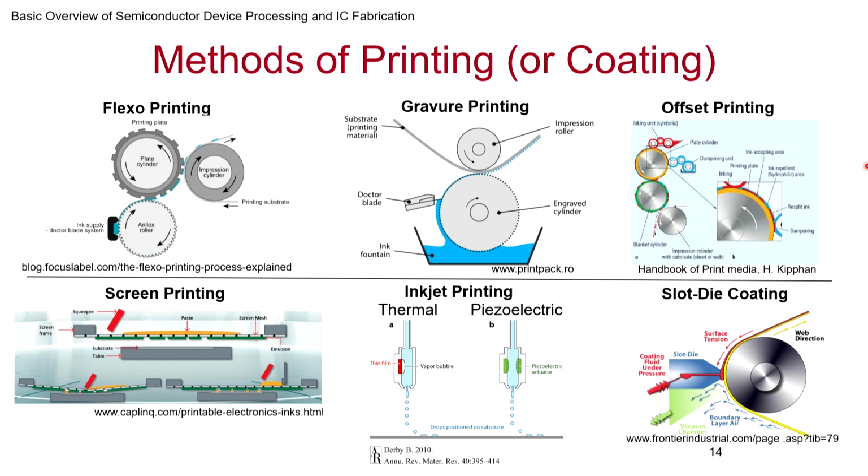Then you have slot die coating, where you have a doctor blade, you dispense a film and you just make sure that a thin film remains. And you have many others: wire bar coating, knife edge coating, and so on. Many other coating methods are also there.